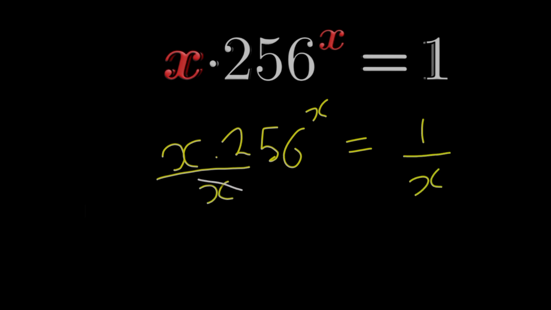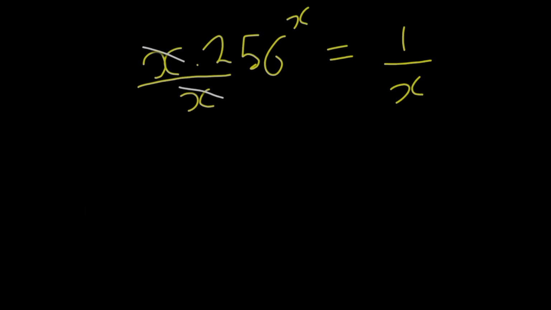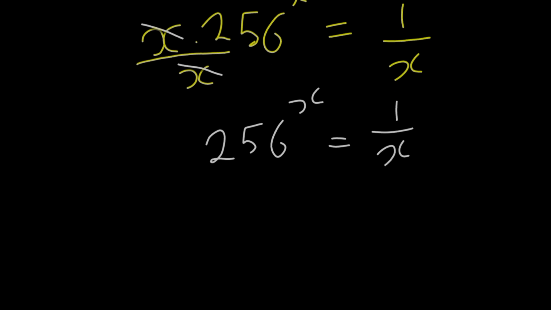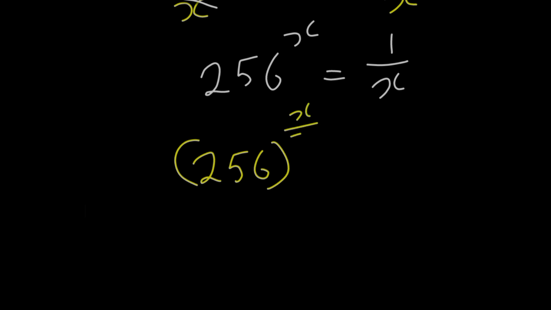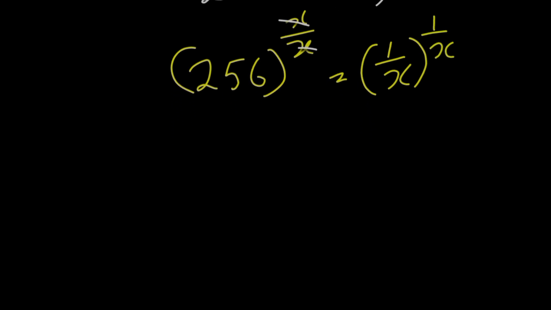Therefore, x cancels x, and so we will be left with 256 to the power of x equals 1 over x. Because x cannot be equal to 0, we're going to be dividing the power of both sides by x. So we have 256 to the power of x divided by x equals, this has a power of 1, so 1 divided by x. x cancels x, and we are going to be left with 256 equals 1 over x, all to the power of 1 over x.